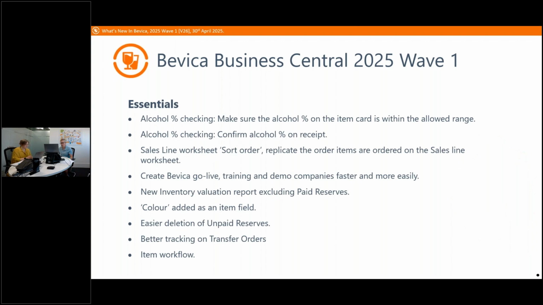Essentials is the core. Everyone has Essentials. And pretty much all of these things on screen here are things that we've been asked to do by customers. So there's nothing legislative in this particular list. It's all features that we've added to the software. So the top two, definitely, it's all about managing alcohol percentage and making sure that we know the alcohol percentage that we're receipting into the software, so we're paying the right amount of duty. I'll show you how those work in a second.